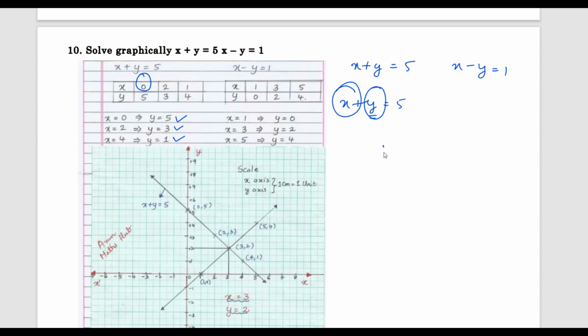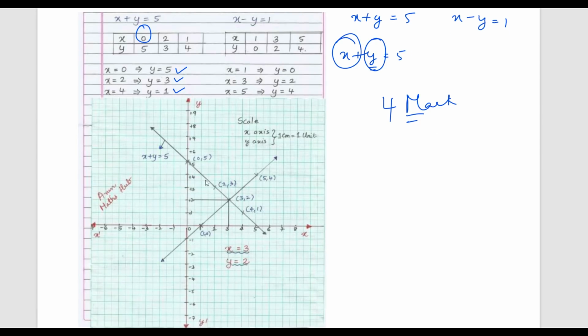In the same way, this is a very important 4 mark question, a definite question. To verify your answer, you can use the elimination method, and the answer you get graphically should be the same as the answer you get by the elimination method. After plotting these lines, the two lines will intersect at point 3, 2, therefore x equals 3 and y equals 2.